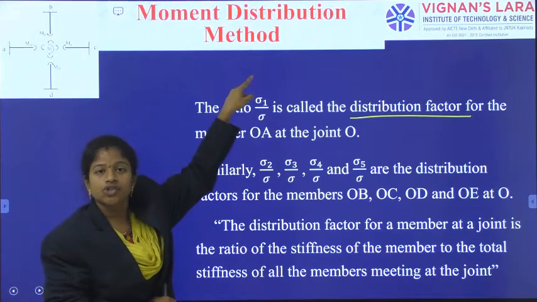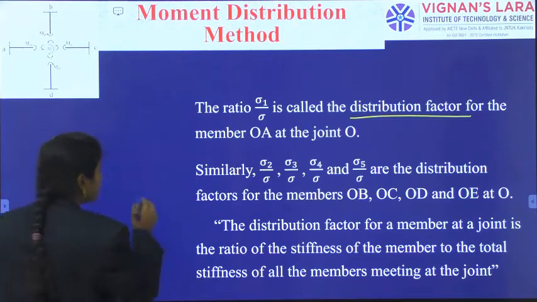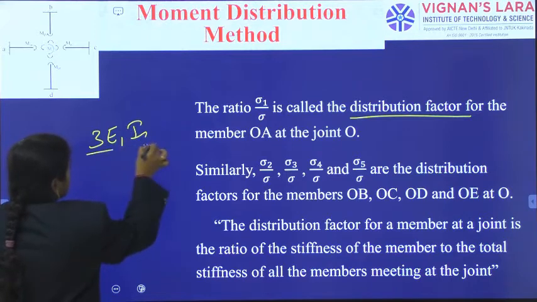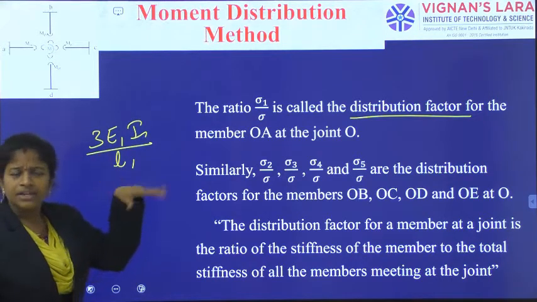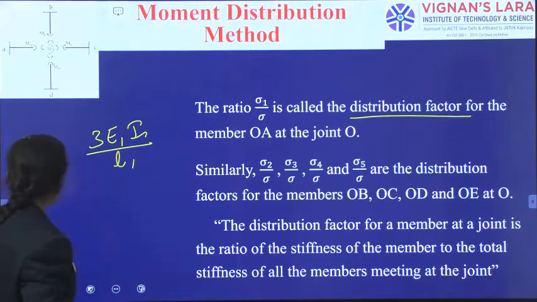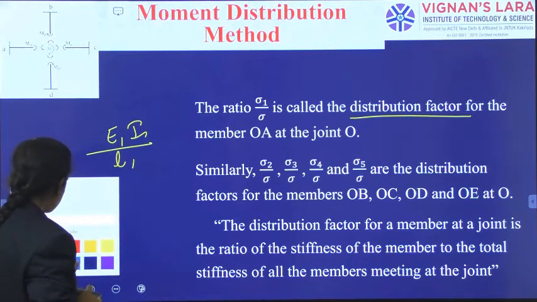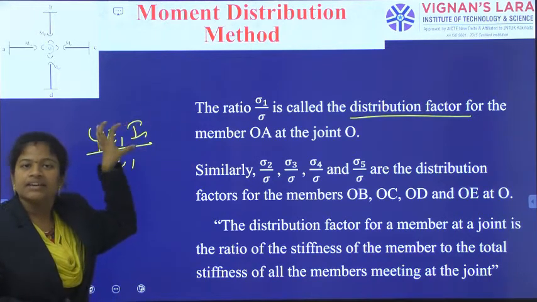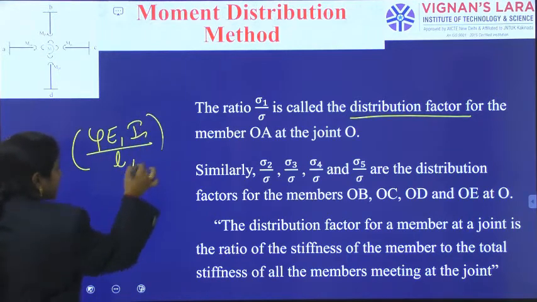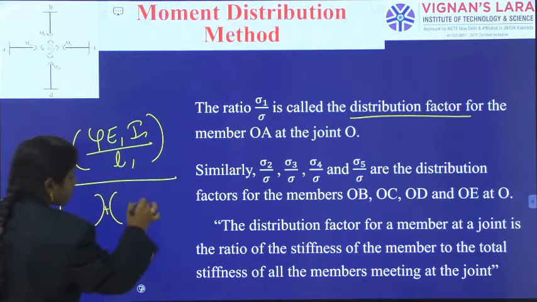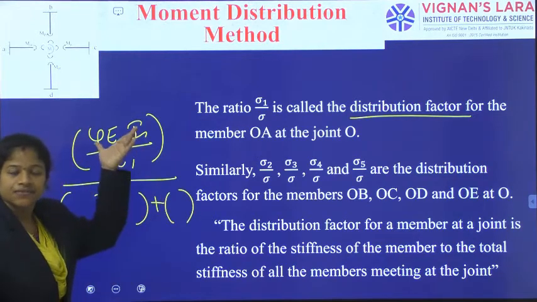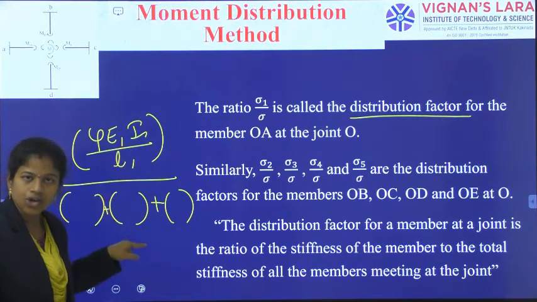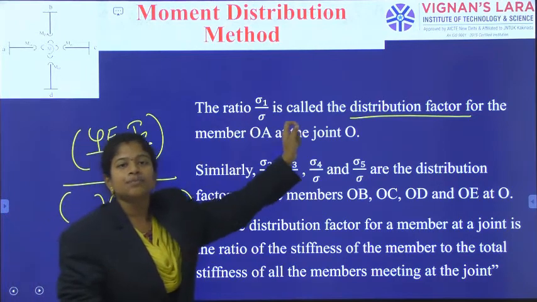So, the ratio of stiffness of the particular member divided by stiffness of all the members at the joint. Maybe some member is showing some stiffness as 3E1I1 by L1. Just for example, you can write it as 4 also, as the first member is having 4. So this is the stiffness of the particular first member only. Now, divided by stiffness of all the members in a summation. The ratio of this can be called the distribution factor.